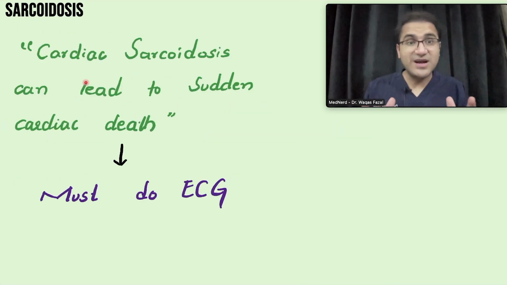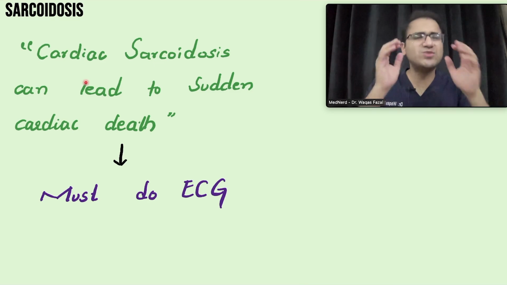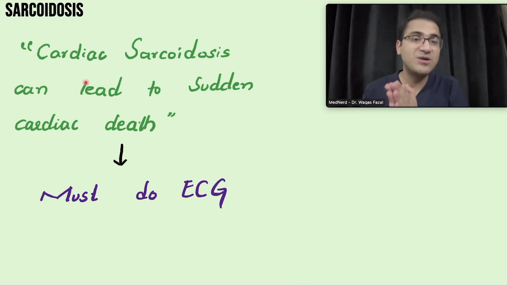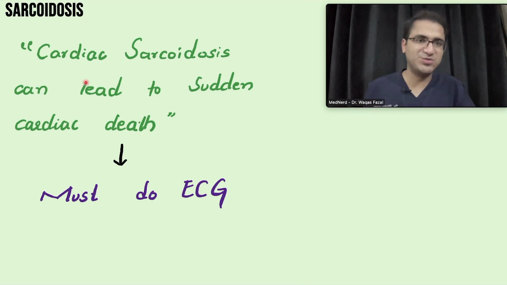Remember, cardiac sarcoidosis is very dangerous. Whenever you suspect a patient has sarcoidosis, you must always do cardiac evaluation. You must do ECG in these patients to rule out any blocks, any arrhythmias, because cardiac sarcoidosis can be deadly in these patients.